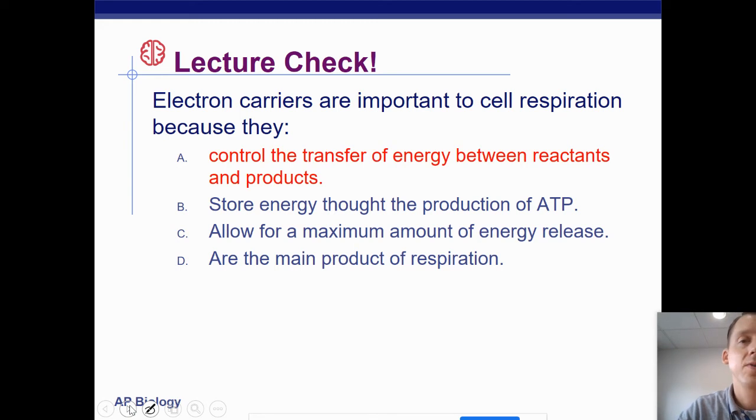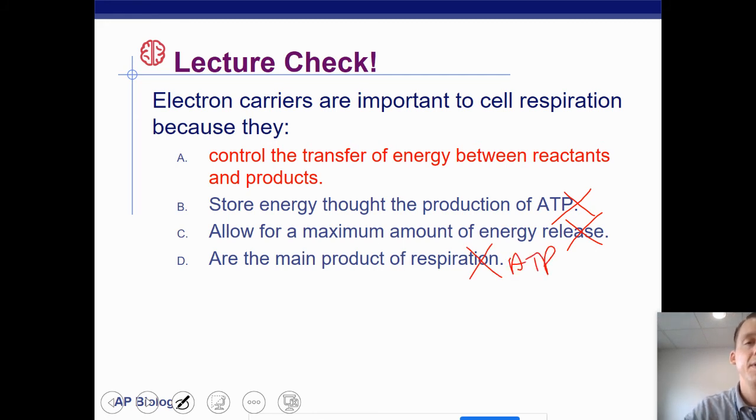And the correct answer is A. They control the transfer of energy between reactants and products. They're not really very good at storing energy, so B cannot be correct. They allow for maximum amount of energy release? That's also not true, right? Because this is a stepwise reaction, so it should happen slowly, and they are not the main product of respiration. That would be ATP. So B, C, and D are all false.